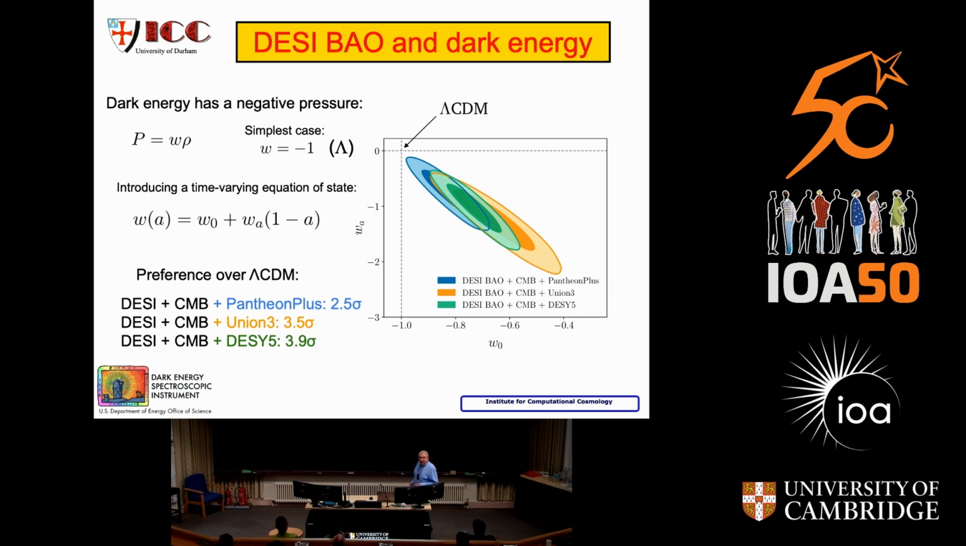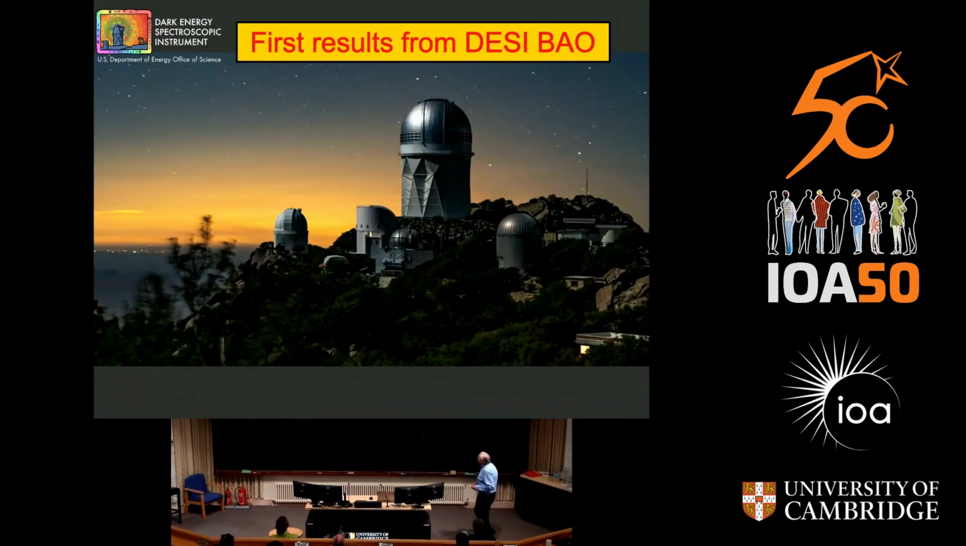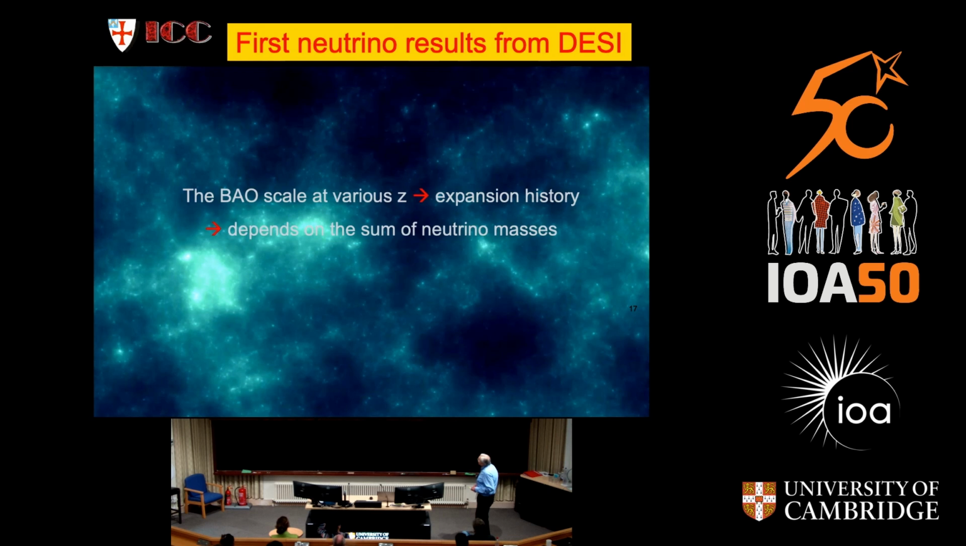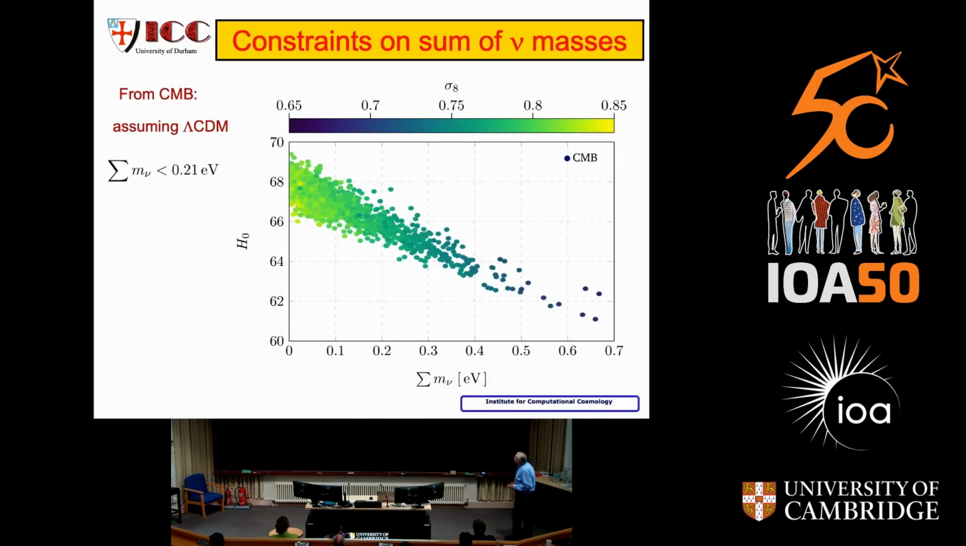But I want to give you further evidence in favor of this w0, wa dark energy. And that comes from one of the main motivations of this in the first place, which is to try and measure the sum of the neutrino masses. The neutrino mass affects the expansion history of the universe, and therefore you can set constraints on the sum of the neutrino masses. And you can do that even without DESI, just from the CMB, for similar reasons.